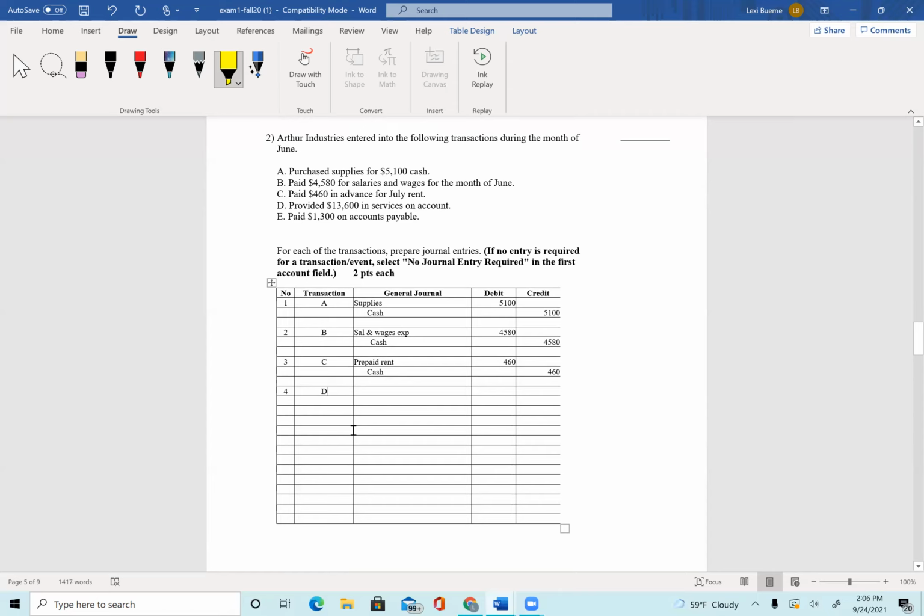Provided $13,600 in services on account. So for this amount, we're gonna debit accounts receivable because it says we provided them on account. So that's how you determine that. And then since it mentions services, we're gonna credit service revenue. All right, and then 5E. Paid $1,300 on accounts payable. So since we paid them out, and since it says on account, we would have to debit accounts payable for the $1,300. And then when we paid them, cash is going out, we're crediting cash.